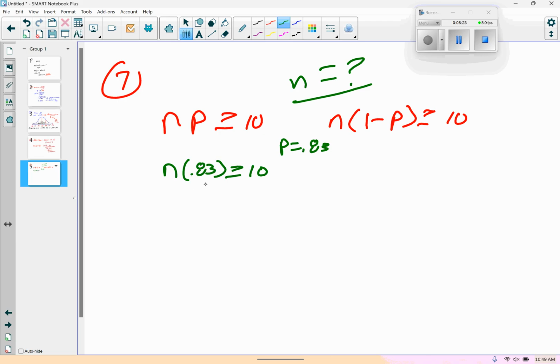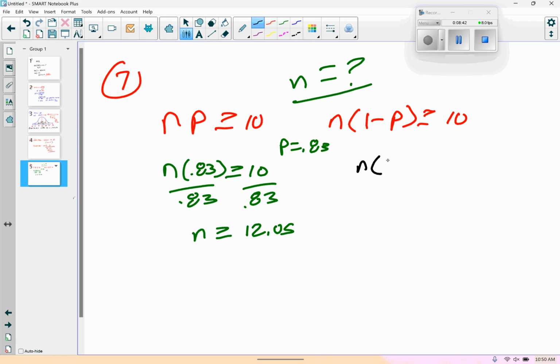I did this math, just using some basic algebra, divide each side by 0.83. So n has got to be greater than or equal to 10 divided by 0.83. So we needed a sample size bigger than 12.05, but that's not going to hold true for both. So we'll do the same thing over here.